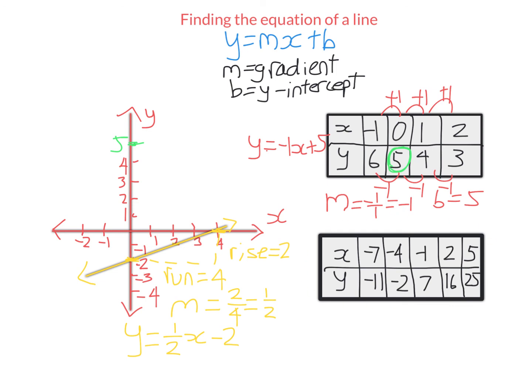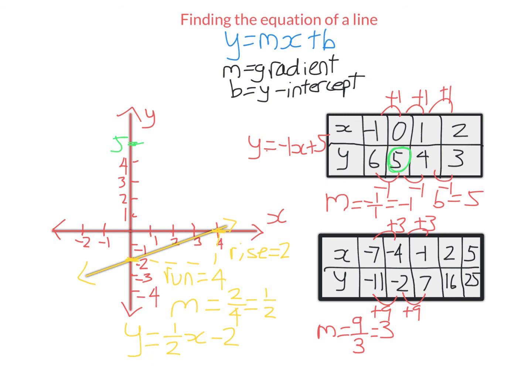So let's do this one here, which is a little more complicated, because in this one, x isn't going up by 1 each time, it's going up by 3. Y, on the other hand, is going up by 9. We're adding 9 each time. So the gradient here is change in y divided by the change in x. 9 divided by 3 is 3. The gradient here is 3.